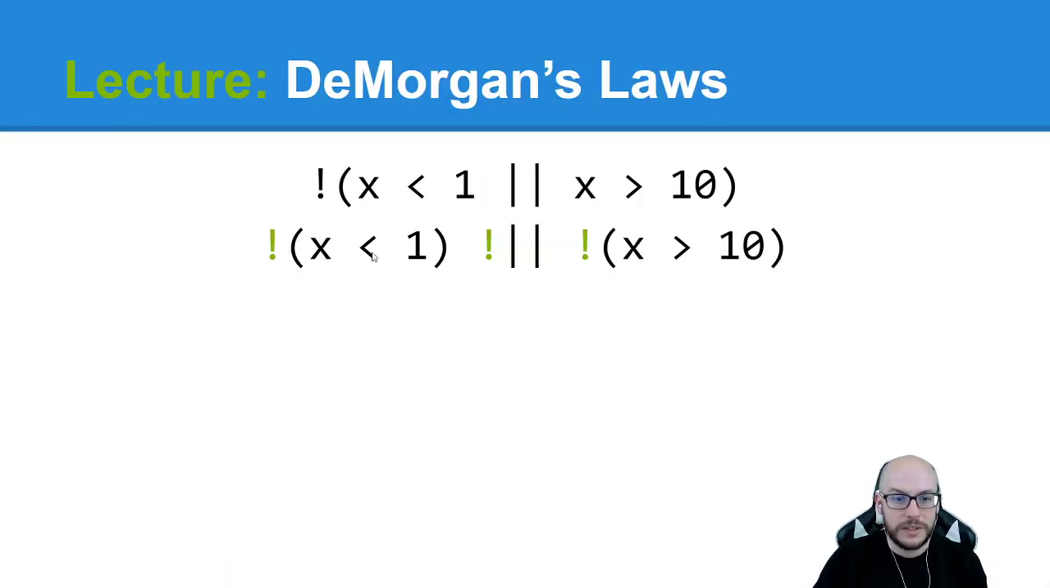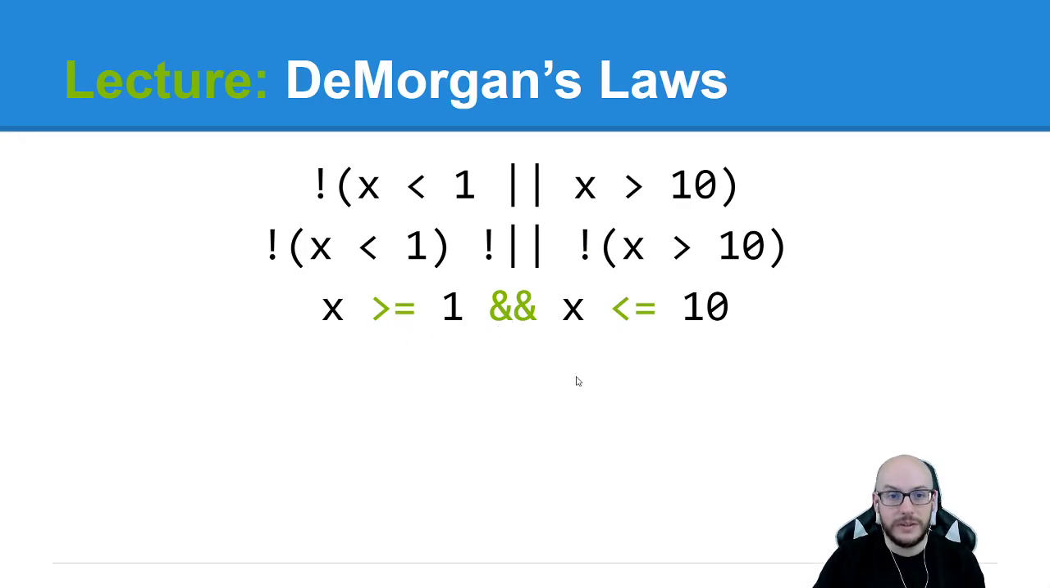So when we distribute this, the opposite is going to be greater than or equal to here. When we distribute this one, the opposite is going to be less than or equal to. So there's the expression simplified as far as it can go. And that's it. That is it for our advanced Boolean expressions in DeMorgan's laws. I'll see you in the next one.